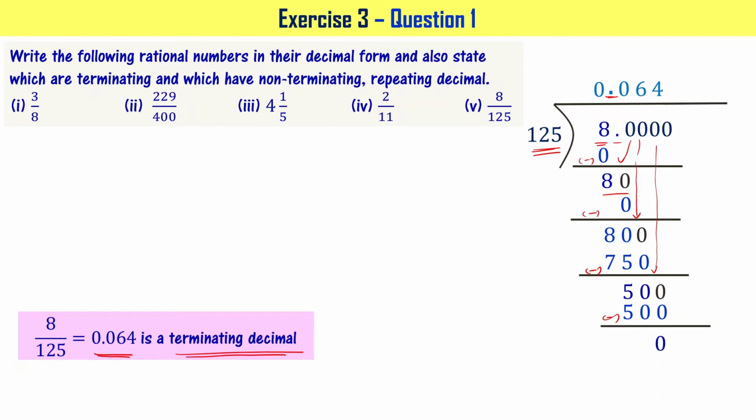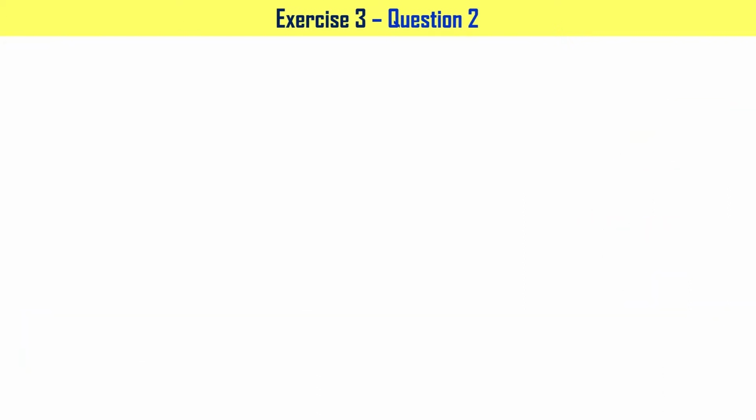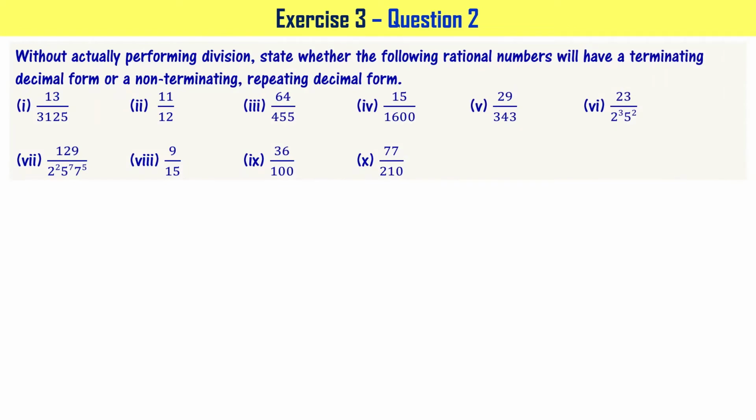Question number 2. Without actually performing division, state whether the following rational numbers will have a terminating decimal form or a non-terminating but repeating decimal form. We are given a total of 10 rational numbers. We are asked to say whether the decimal expansion of these numbers is going to be terminating or non-terminating but repeating, right? Let's start with the first one. 13 divided by 3125, right?